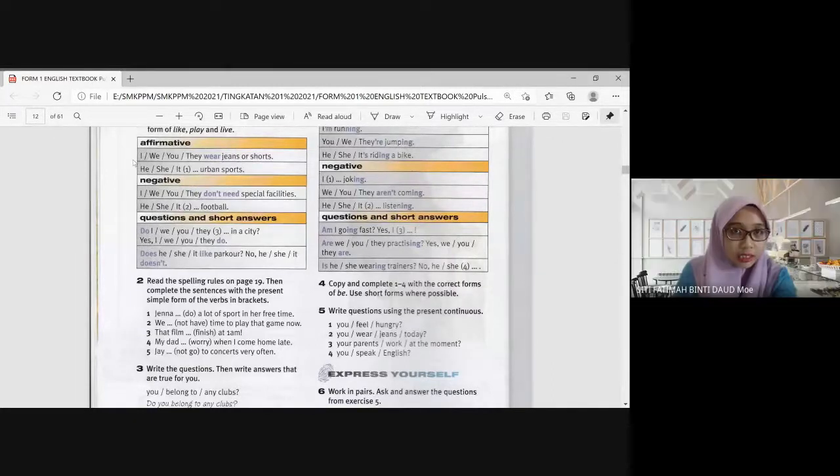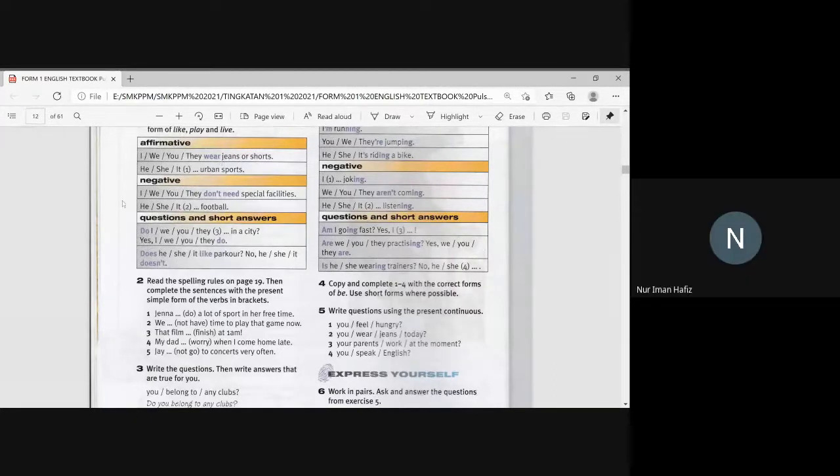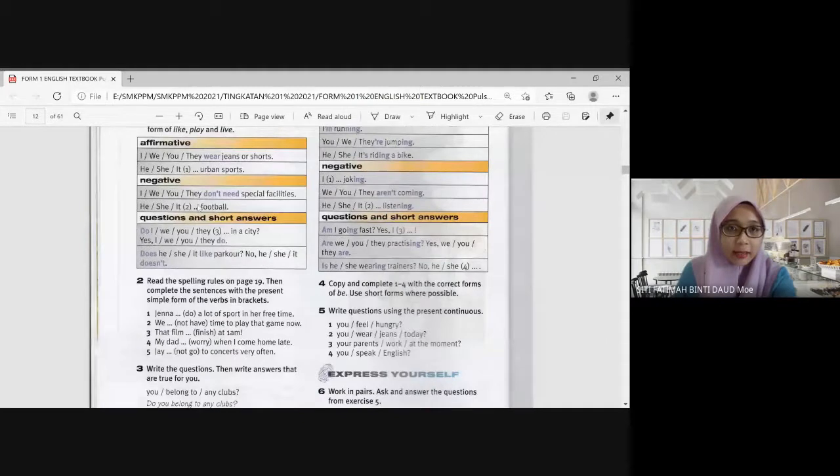Kalau plural, root word, singular, you add S. But for question, singular ke plural, tak kisah, you still don't add anything there. Must be back to root word. Okay? All right.